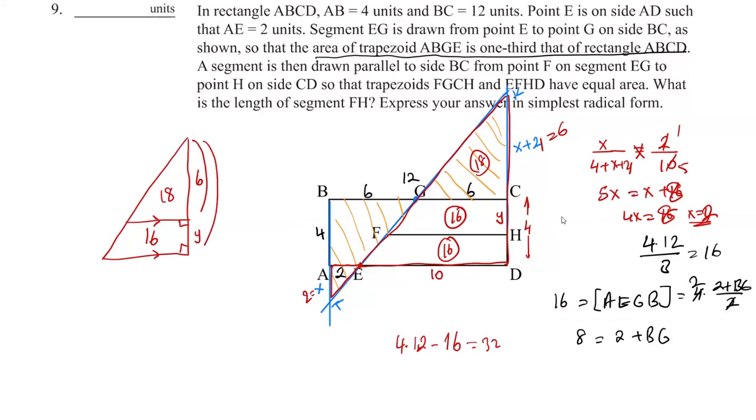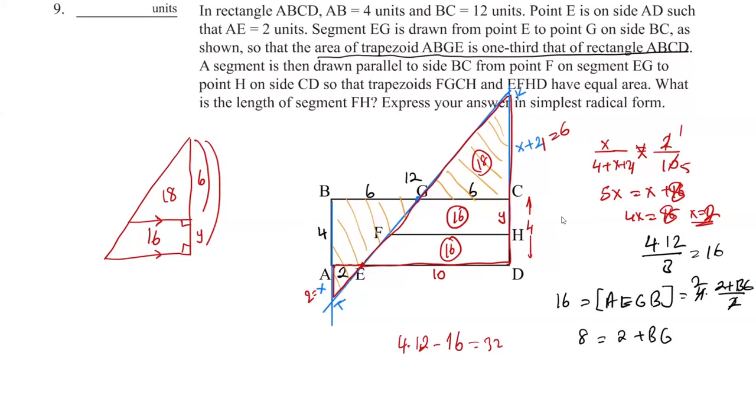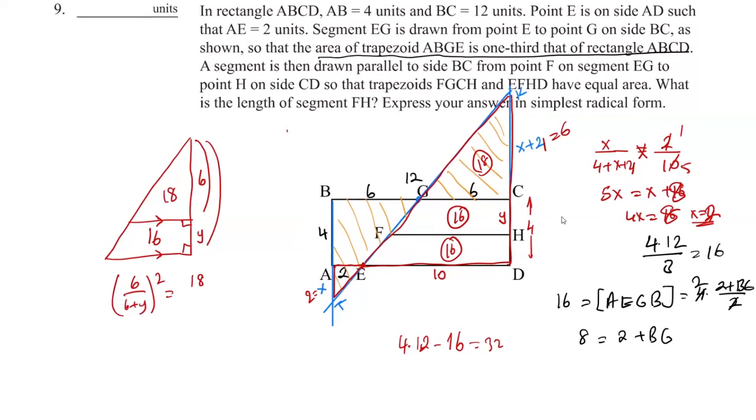Okay, so we can use this information. So 6 over 6 plus y. The square of this ratio has to be the area ratio. So the area of the top triangle is 18, and the area of the total is 34. This area ratio should be the square of the ratio of the similarity. If I simplify this a bit, this is 9 and this is 17.